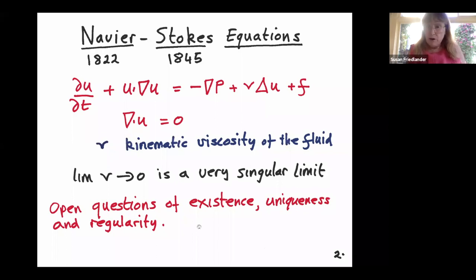Now, as probably many of you know, both for Euler and Navier-Stokes, the most fundamental questions one asks about a partial differential equation are open questions of existence, uniqueness, and regularity. Both systems of equations are open and very, very challenging.